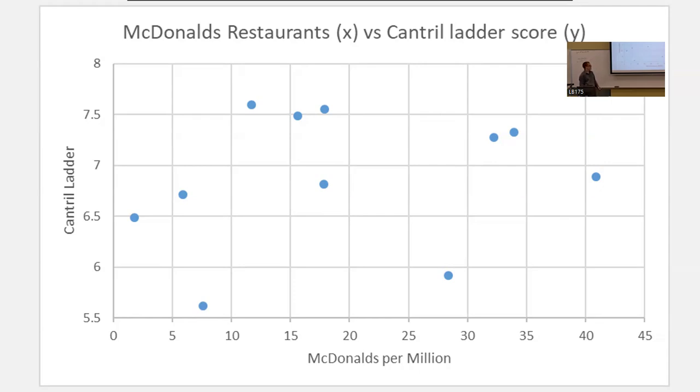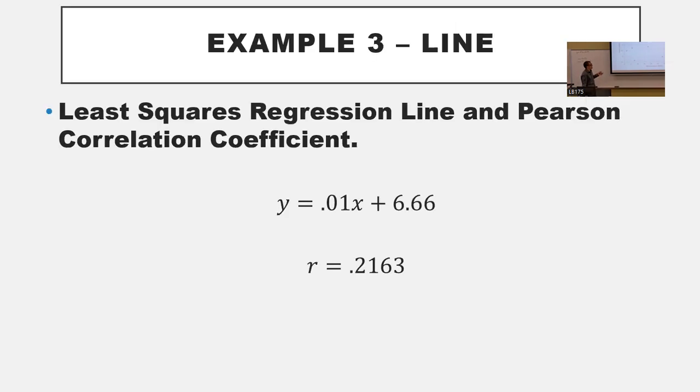Does that look like there's going to be a strong linear relationship there? Yeah, no, that's not going to be a strong linear relationship. Just by the visual, you can see that it's probably not going to be strong. But if you go ahead and do the calculations, you get a least squares regression line of y equals 0.01x plus 6.66, and an R value of 0.2163.